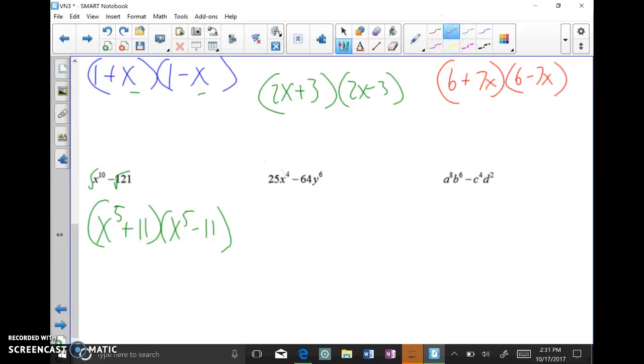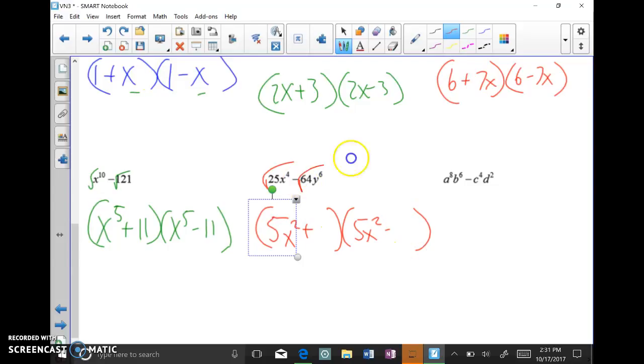For this middle one, 25x to the 4th. Well, that's going to be 5x to the 2nd plus something, 5x to the 2nd minus something. Then something comes from the square root of 64y to the 6th. Well, the square root of 64 is 8. And the square root of y to the 6th, we just cut that exponent in half, y to the 3rd.